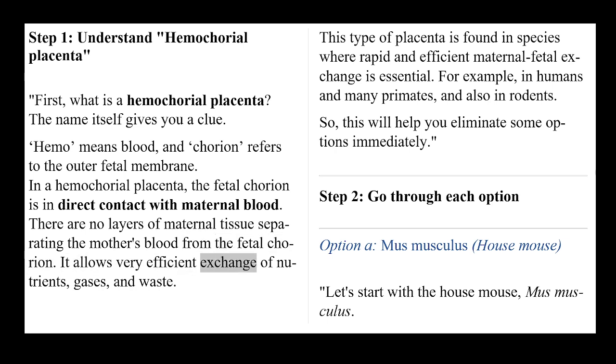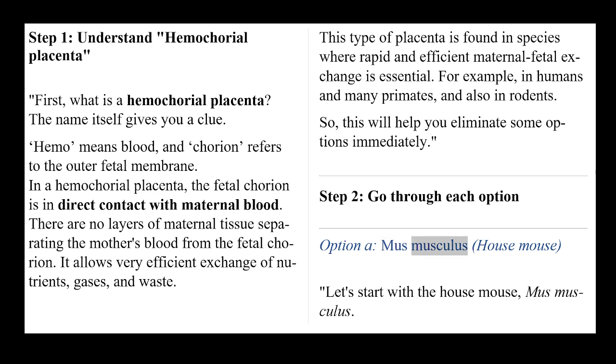There are no layers of maternal tissue separating the mother's blood from the fetal chorion. It allows very efficient exchange of nutrients, gases, and waste. This type of placenta is found in species where rapid and efficient maternal-fetal exchange is essential. For example, in humans, many primates, and also in rodents. So, this will help you eliminate some options immediately. Step 2. Go through each option.